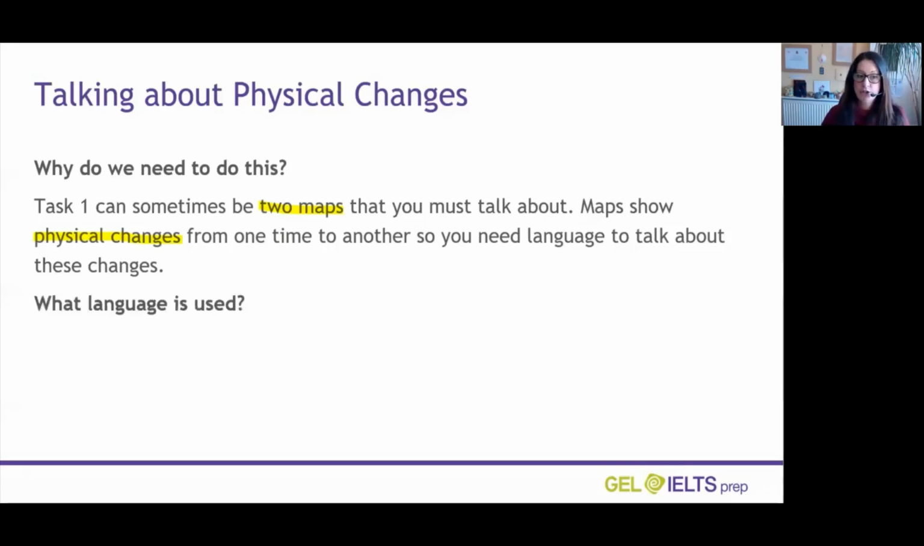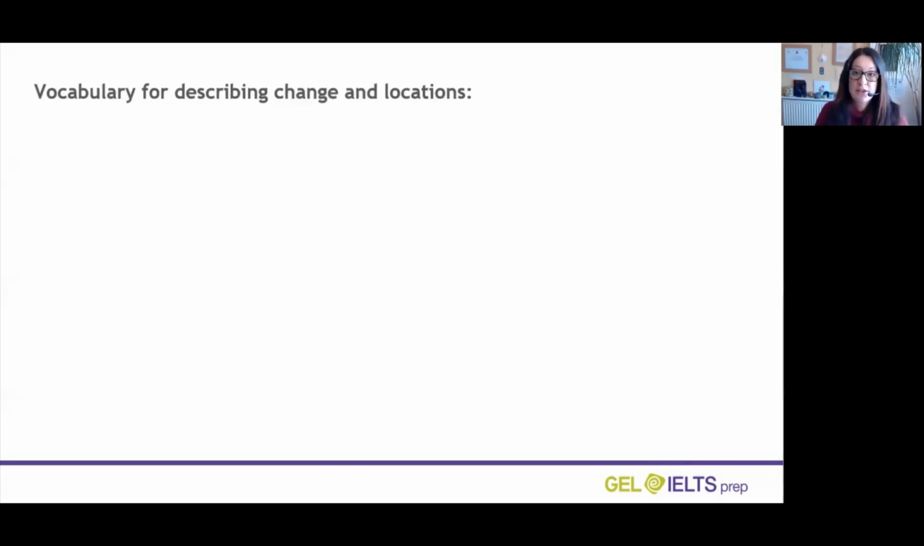So what language is used? As we've just said, language to talk about locations and also verbs of change. Let's have a look at some examples. So to describe the changes that we can see on the map, there are a series of useful verbs that we can use to do so. Let's have a look at some of these examples.